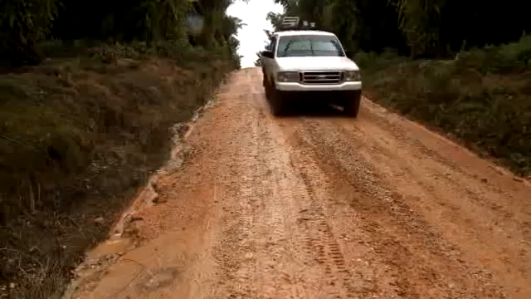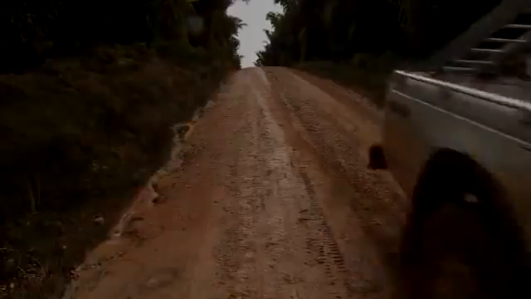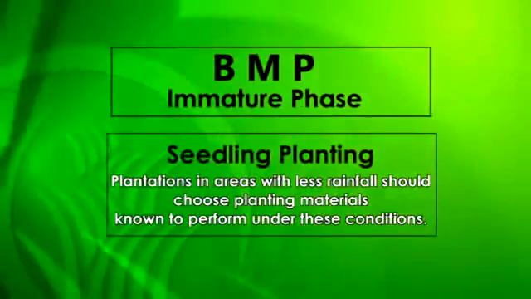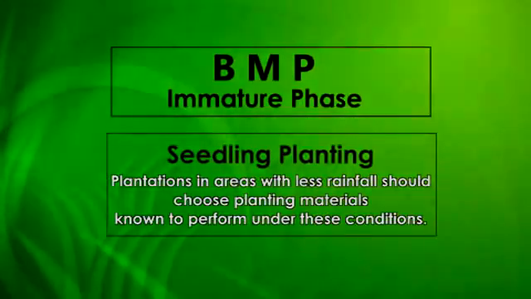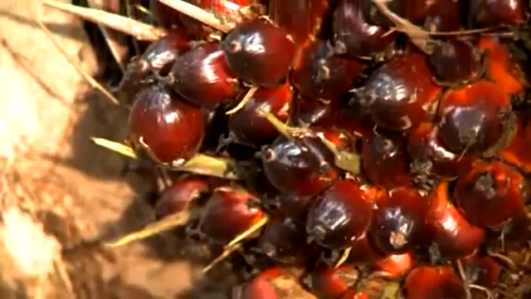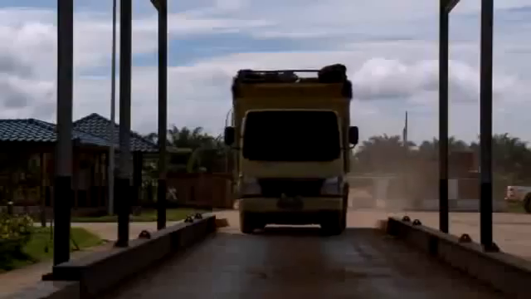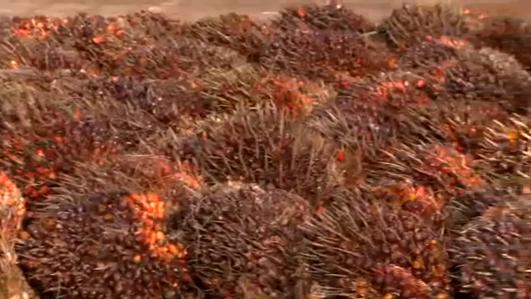Plantations in areas with less rainfall should choose planting materials known to perform well under these conditions in order to maximize yield potentials. Avoiding stress during planting will greatly improve growth and flower production over the next 24 months, increasing yields.